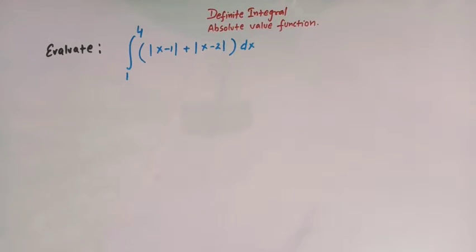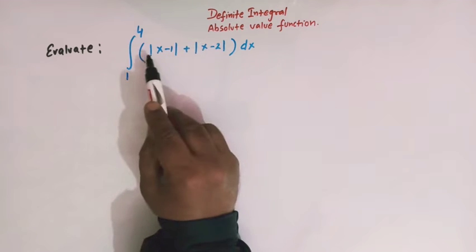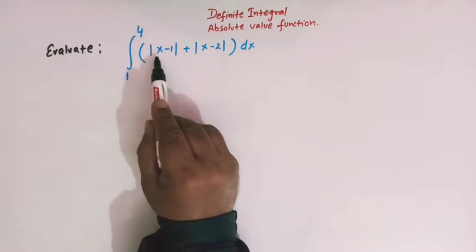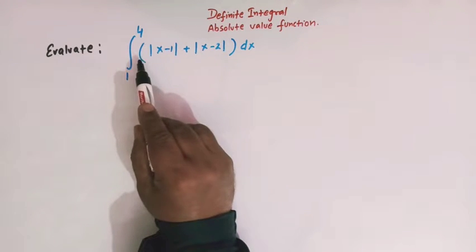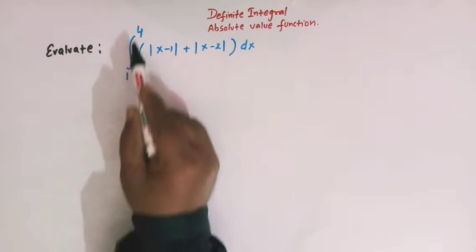Hello viewers, in today's class we are going to solve yet another very important and conceptual problem from definite integrals, right? So here we are going to solve this definite integral in which the integrand is a sum of two absolute value functions, right? So let us solve this definite integral which is from 1 to 4.